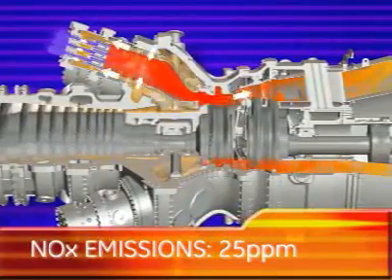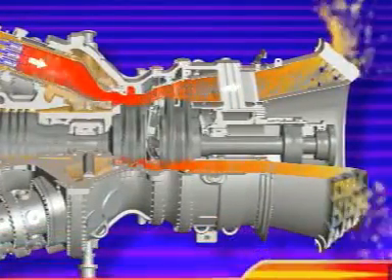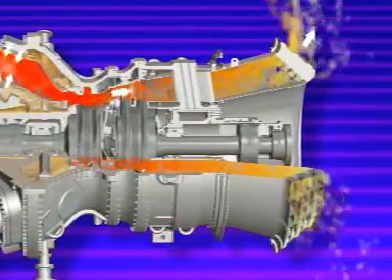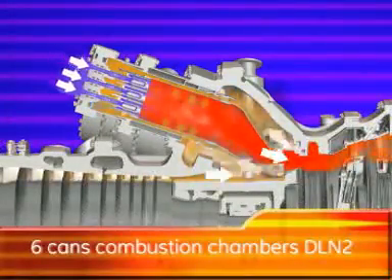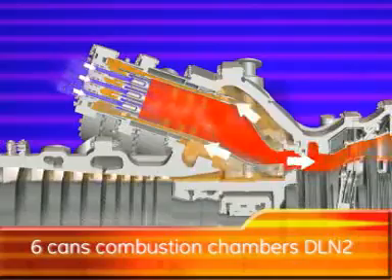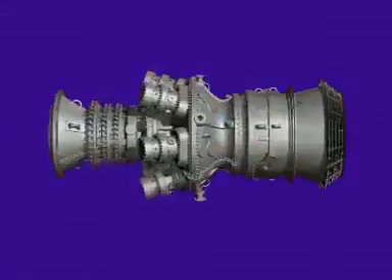The low-power turbine is based on the LM2500+ high-speed power turbine design. The combustion system is of the can annular reverse flow type, with six cans mounted on the compressor discharge case. It is derived from the DLN2 combustor design.